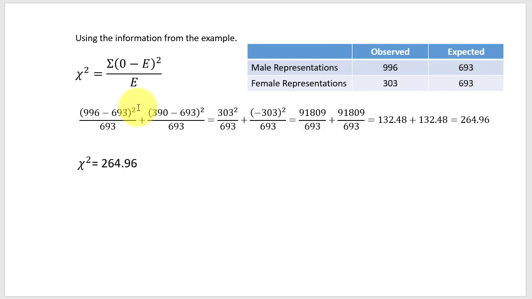And we do that by using this formula. So let's take a look at this. The first step is to take the observed minus expected frequencies. So we take the observed male frequency, which is 996, minus the expected frequency of 693. We then square it and divide it by the expected frequency.